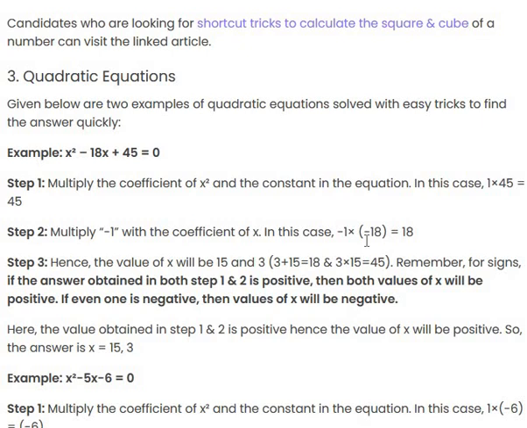Hence, the value of x will be 15 and 3, within brackets 3 plus 15 is equal to 18, and 3 into 15 is equal to 45. Remember, for signs, if the answer obtained in both steps 1 and 2 is positive, then both values of x will be positive. If even one is negative, then the value of x will be negative.